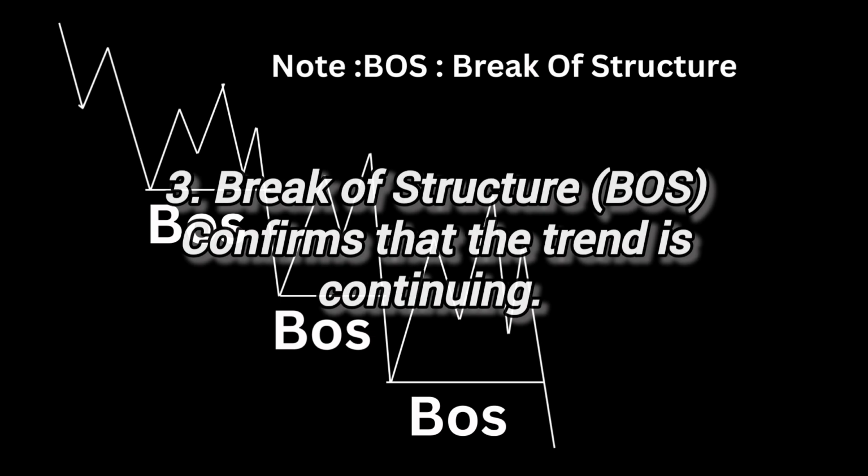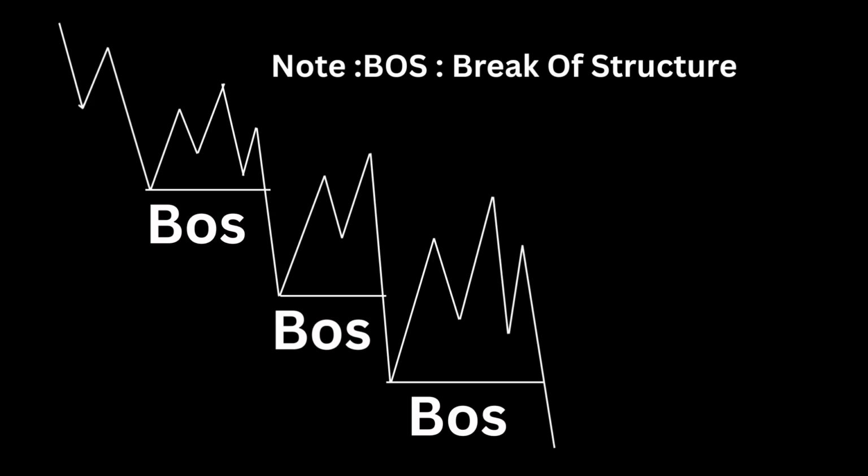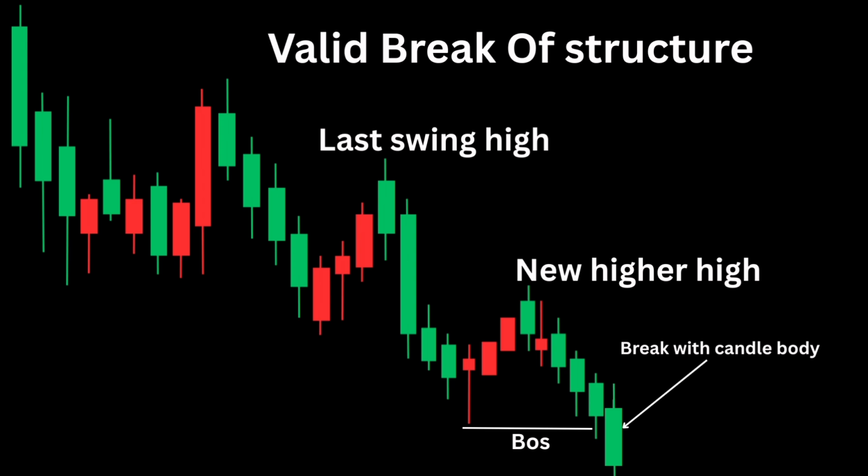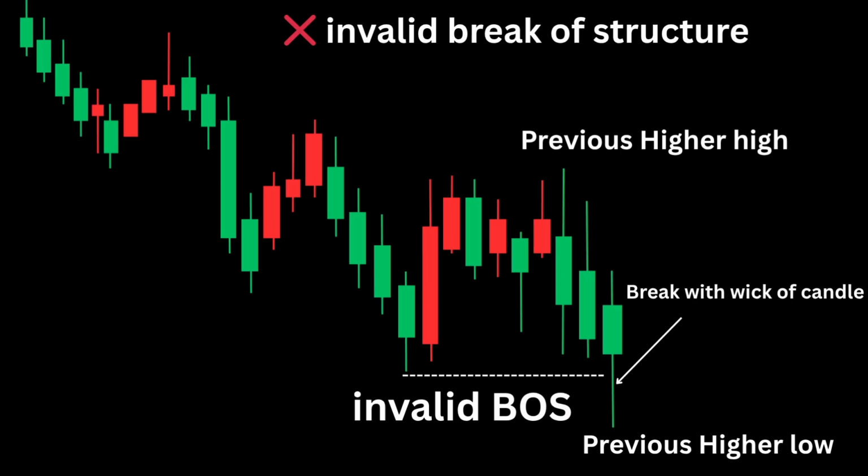3. Break of structure, BOS, confirms that the trend is continuing. When the price breaks below a previous swing low, it confirms bearish strength. The BOS is your confirmation that the structure is valid and the trend is continuing. So how do we spot valid break of structures? 1. Price must break through the previous lower low with a candle body and close with the body of the candle below the lower low, not a wick. If price breaks through a previous low with a wick, it is not considered a valid BOS.